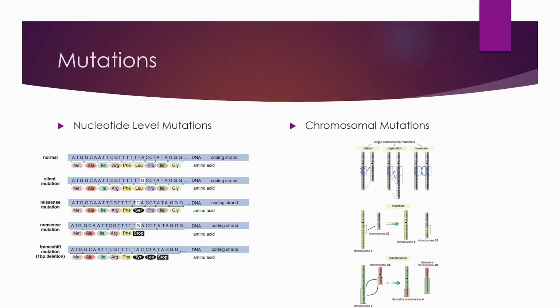Insertion mutations occur when a segment of DNA is moved from one chromosome to another. Small insertion mutations, including those where the inserted DNA is not from another chromosome, are considered frameshift mutations. And lastly, translocation mutations occur when a segment of DNA from one chromosome is swapped with a segment of DNA from another chromosome.